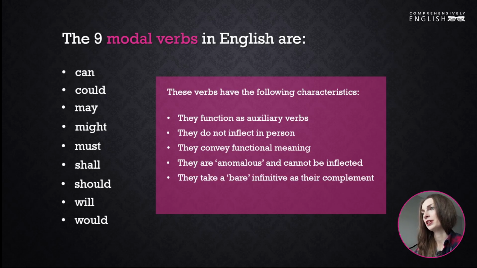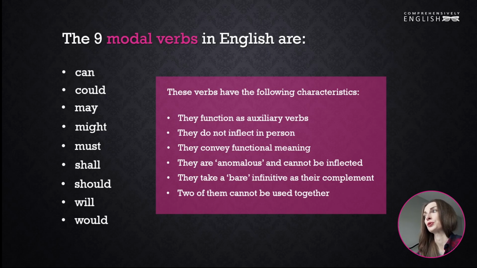They take a bare infinitive as their complement. We should say, I can dance, you could swim, I may ask, she might come. We cannot say, I can to dance, she might to come, etc. We can only use a bare infinitive, that is, the infinitive without the particle to. And the last thing, two modal verbs cannot be used together. That means that you cannot say, I should can, or she will must, etc. Yeah? We cannot use 2 modal verbs in a row.